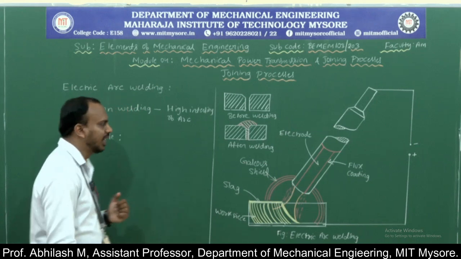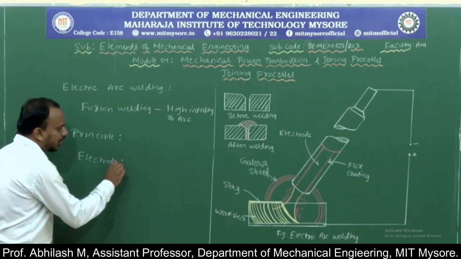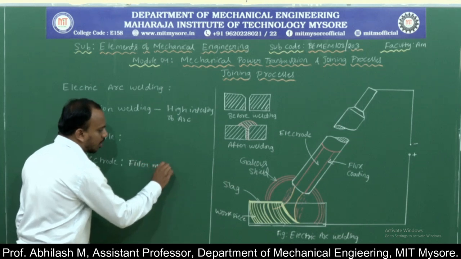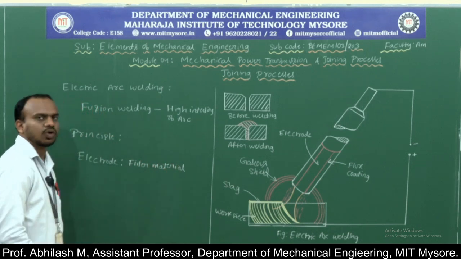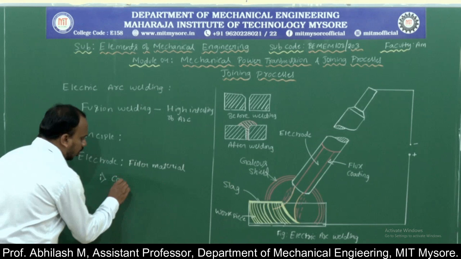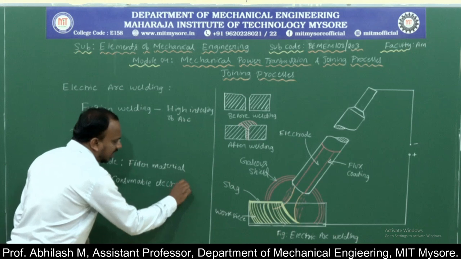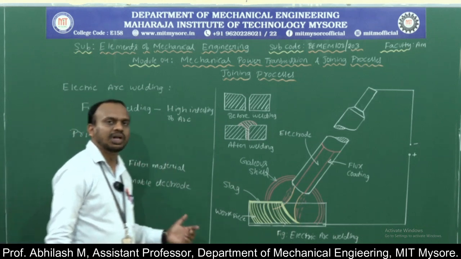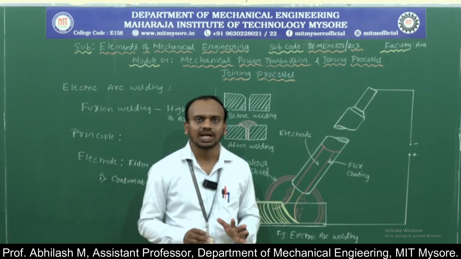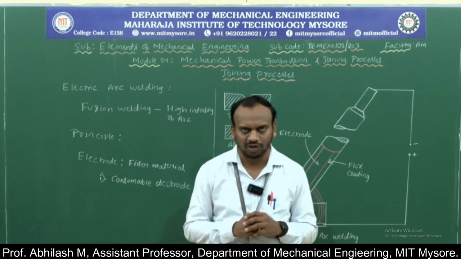What is this electrode? What are its types? Basically, an electrode is a filler material which is used during the arc welding process. There are two types of electrodes which are generally used. The first one is called the consumable electrode. The name itself suggests it: this electrode will be consumed during the process, or they will melt during the process and occupy the gap between the two workpieces.